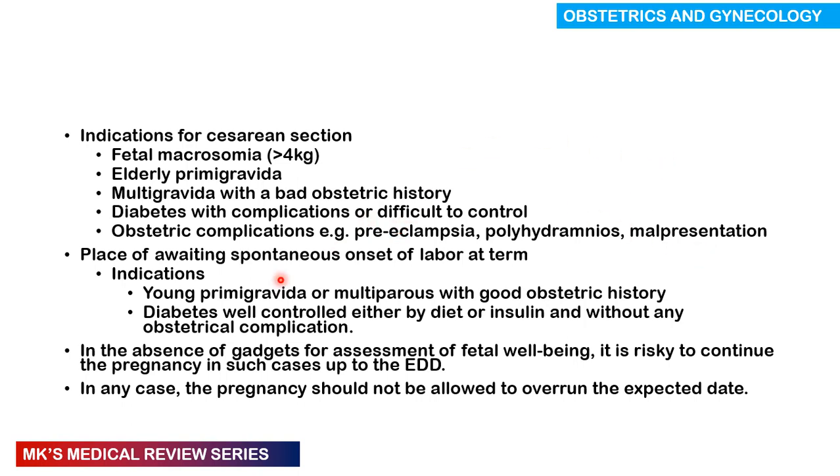Then there is a place for awaiting spontaneous labor to start, especially in young primigravidas or multiparous women with a good past obstetric history, and diabetes who have well-controlled blood glucose, whether they are using diet or insulin, and if they have no other contraindication or obstetric complication. In the absence of any gadgets to assess fetal well-being, it's actually risky to continue the pregnancy up to the expected date of delivery. So in any case, the pregnancy should never be allowed to exceed the expected date of delivery.